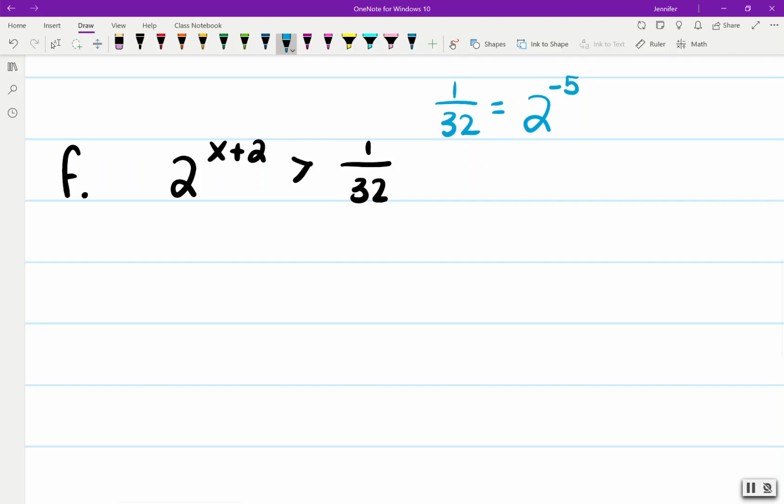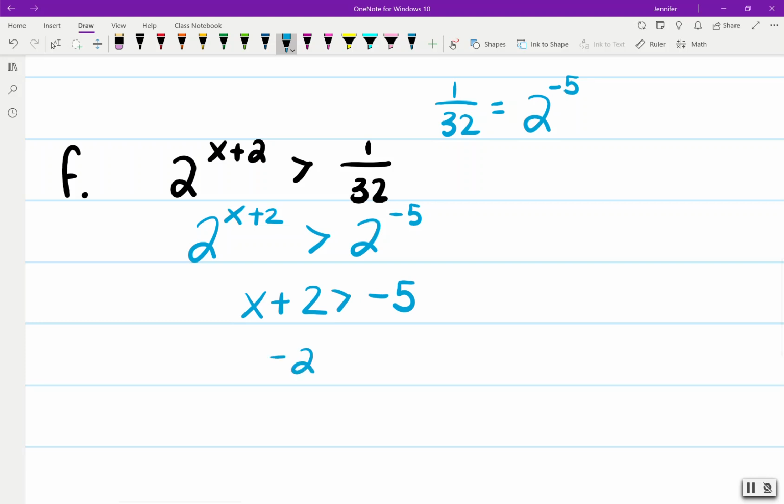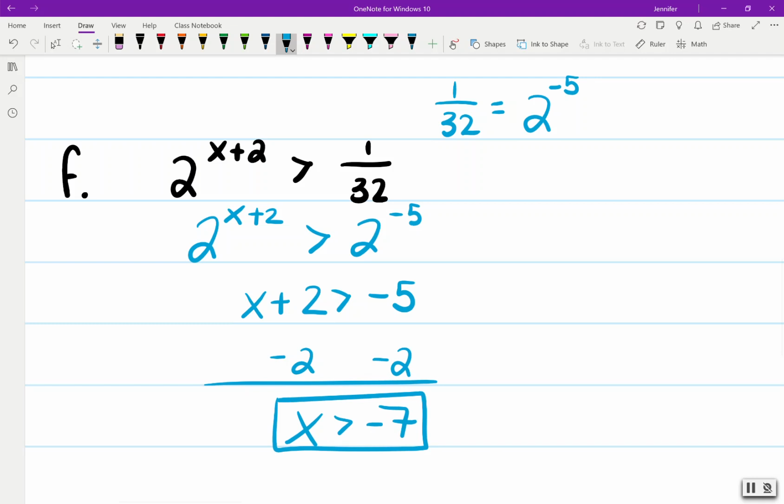So now I'm going to substitute this in. 2 to the power of x plus 2 is greater than 2 to the negative 5th. Now the bases are the same, so I can drop down the exponents, and it should be easy solving from there. So we've got x is greater than negative 7.